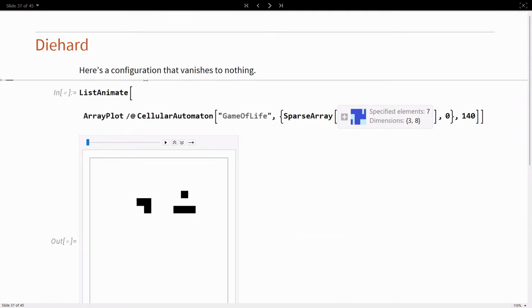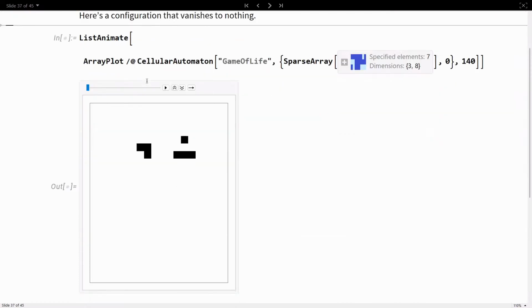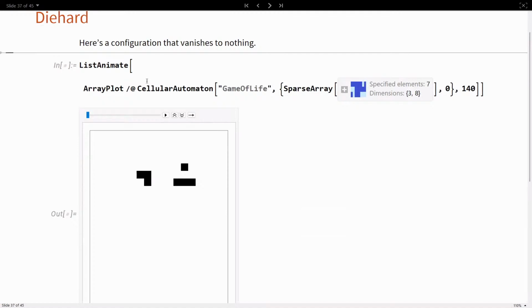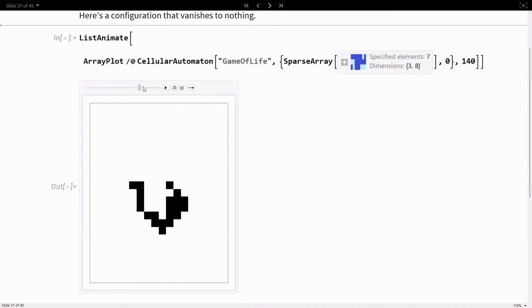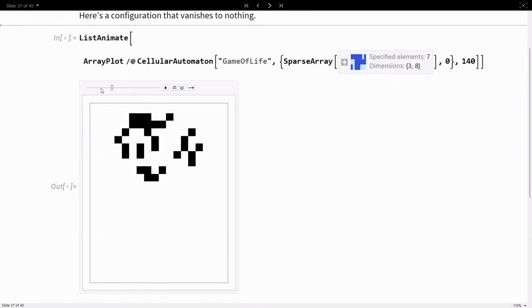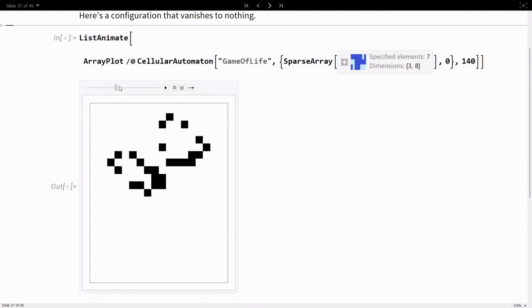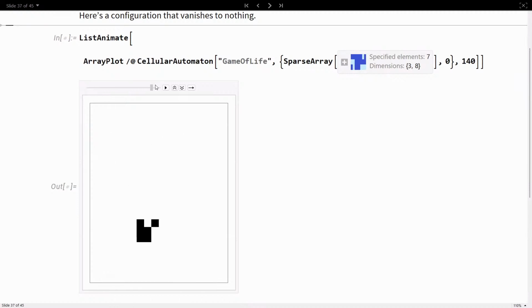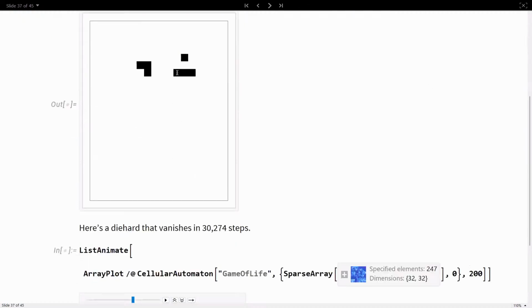One other thing that can be done within the game of life is to find long-lived objects that eventually vanish. So here's an example of one. And after about 100 steps, there's nothing. Everything is gone. So this is what's called a diehard. It does a whole bunch of work, but then it vanishes. It just completely dies. There's nothing left.